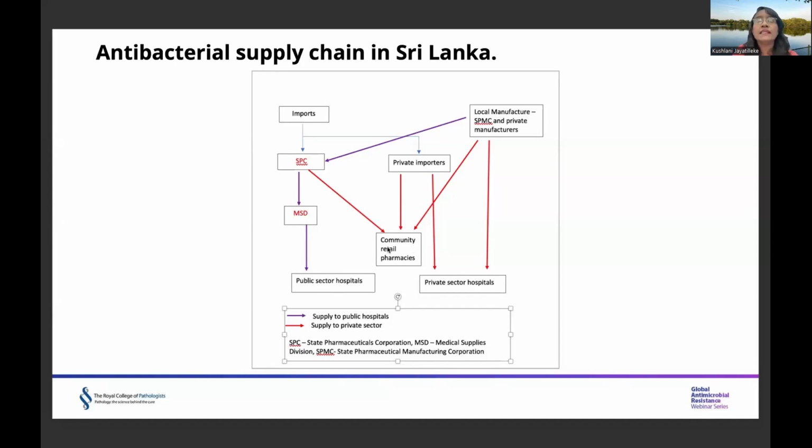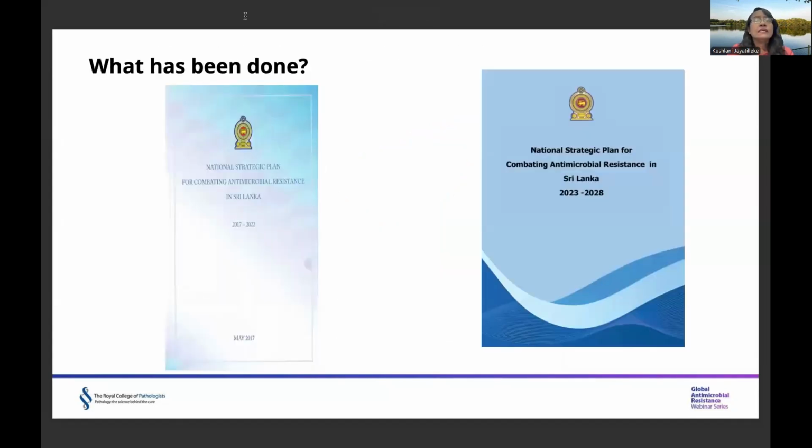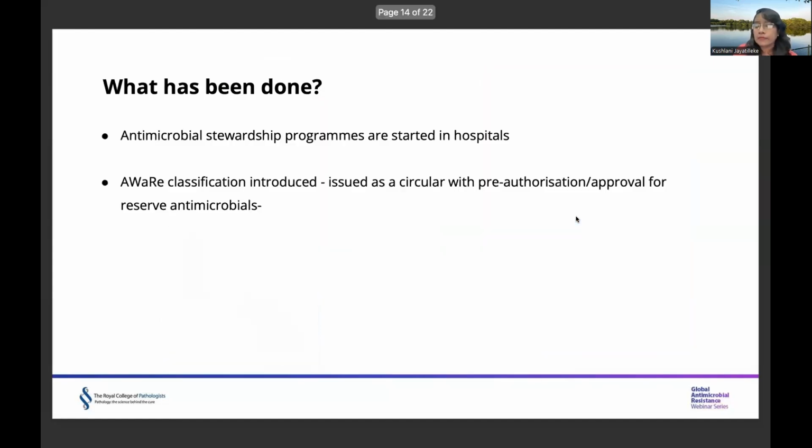Therefore, there may be a little bit of an over-exaggeration of the private consumption here. So what has been done so far? Sri Lanka published the National Strategic Plan for Combating Antimicrobial Resistance in Sri Lanka in 2017. And now we have revised it for another 5 years from 2023 with a costed operational plan.